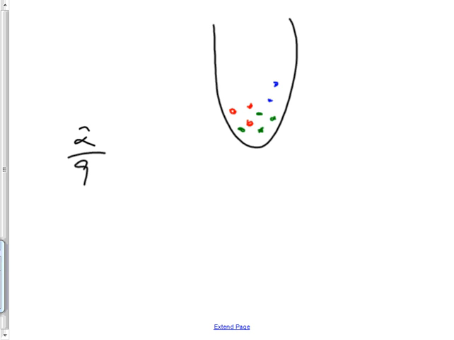Let's say that we had some marbles in a bag, and there were 3 red ones, 4 green ones, and a couple blue ones. Some simple questions about this. What's the probability of reaching in and grabbing a blue? Well, that'd be 2 out of, let's see, up to 3, 7, 8, 9. There's 2 out of 9. Okay? That'd be the probability of getting a blue.